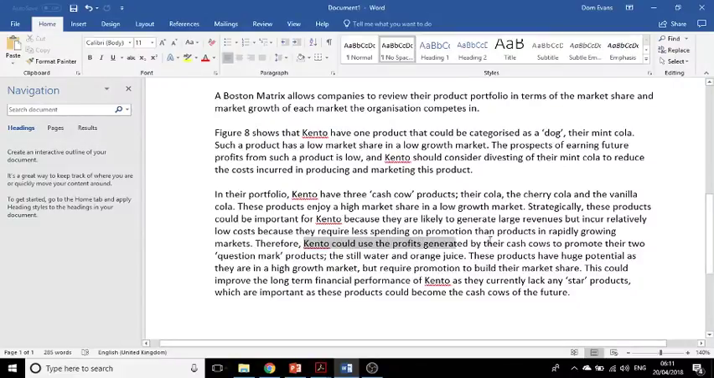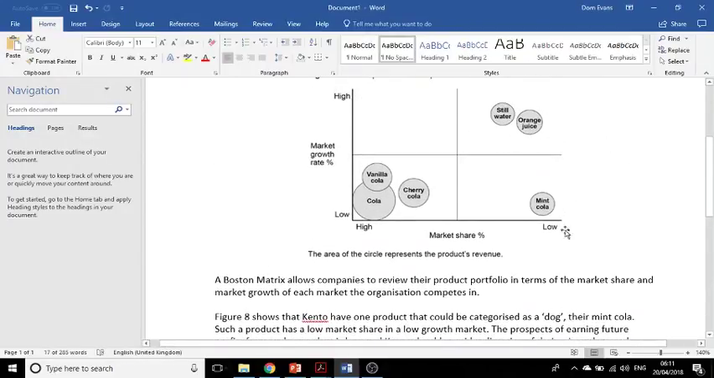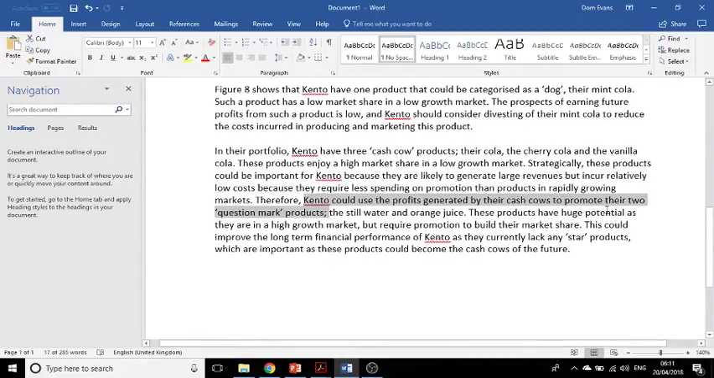They should use their product to promote their 2 question mark products. Right, 2 question marks up here with the low share of the high growth market. These products have huge potential as they're in a high growth market but require promotion to build their market share. This could improve the long-term financial performance of Kento as they lack any star products, which are important as these products could become the cash cow of the future.